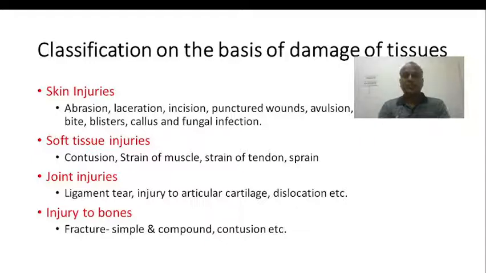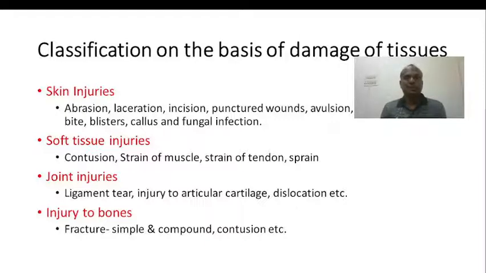Classification on the basis of damage of tissues. There are different types of tissues in the human body. We all know that. There are skin injuries, soft tissue injuries, joint injuries, and injury to bones. So, what are skin injuries? Skin is the largest organ of the human body and it encompasses the entire body.